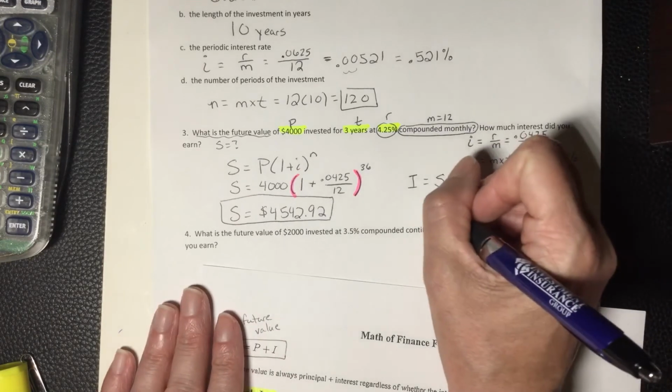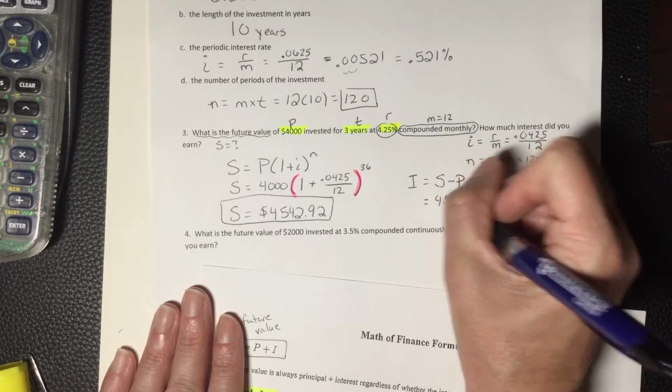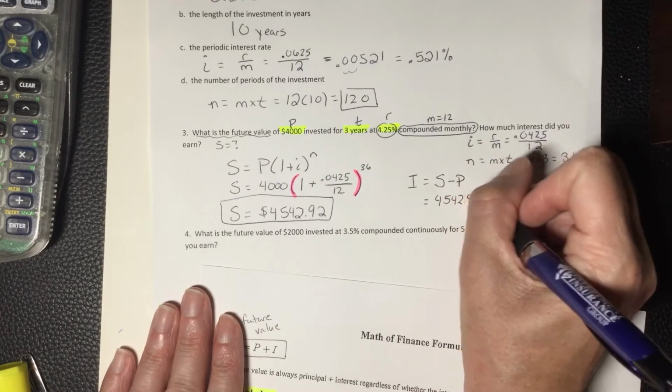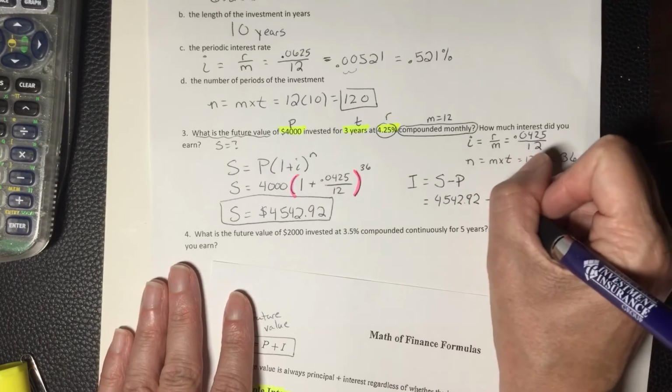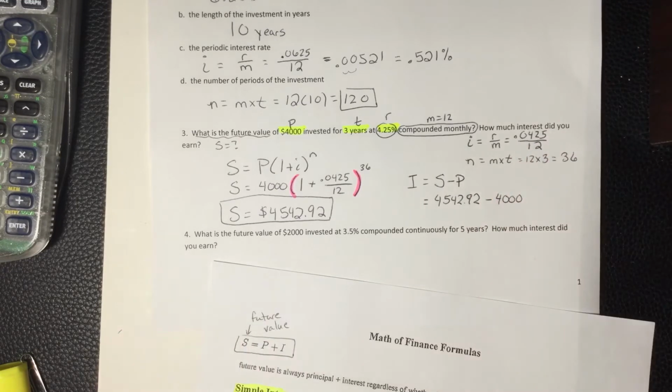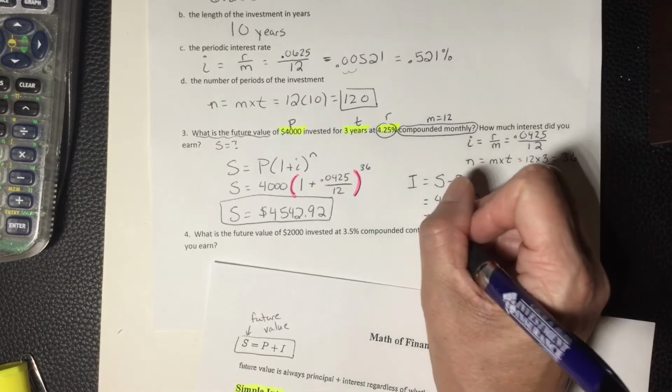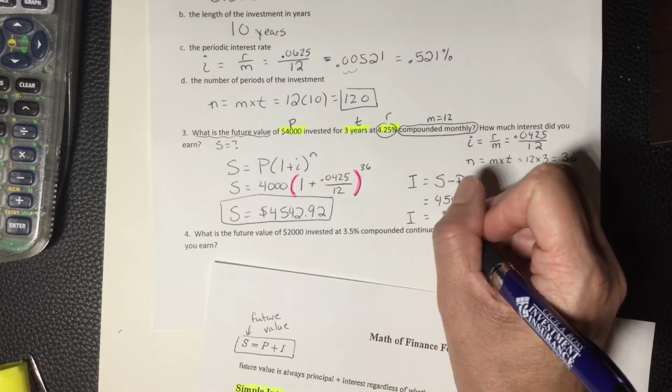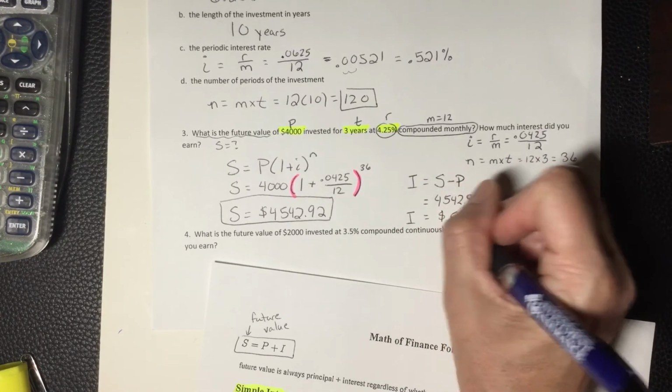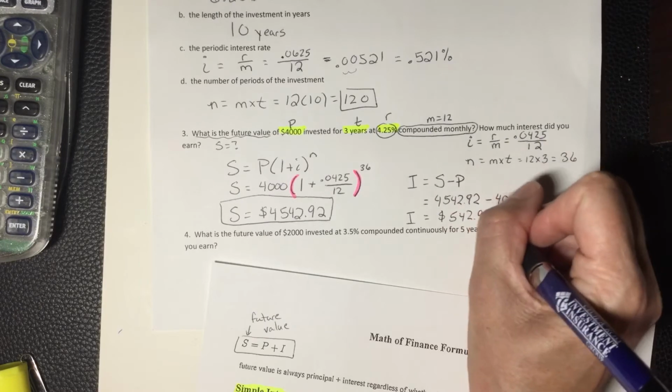All right, but this is very logical if you think about it. This is the amount of money you would have after 3 years minus your initial investment of $4,000. We can see the amount we made in interest was $542.92.